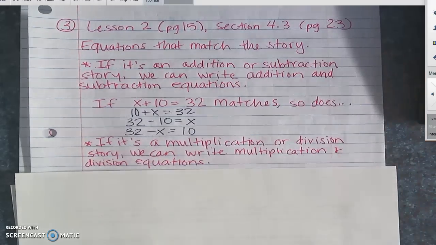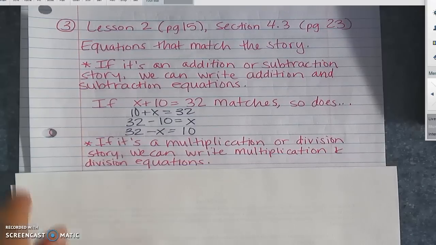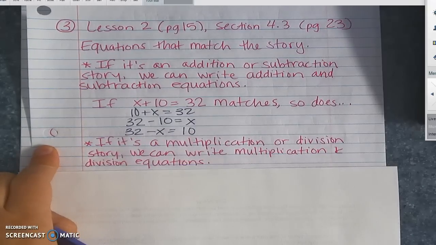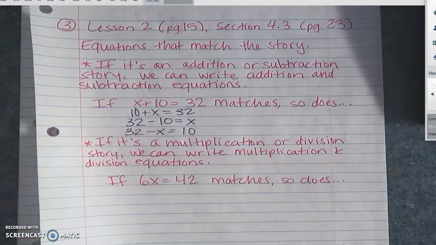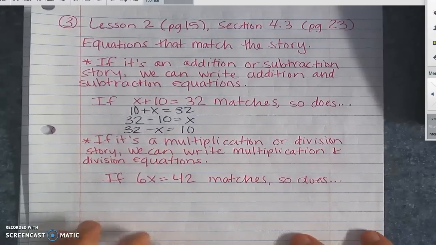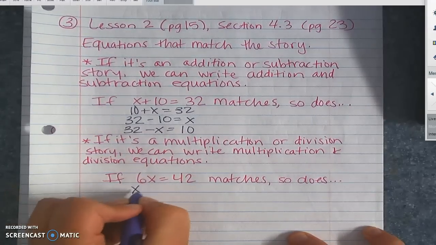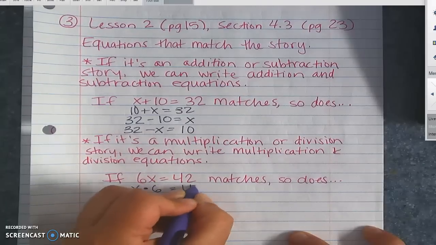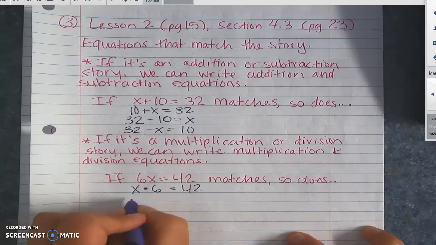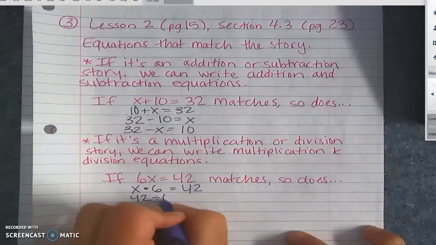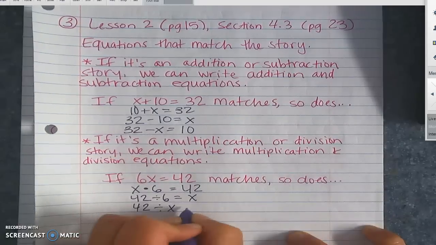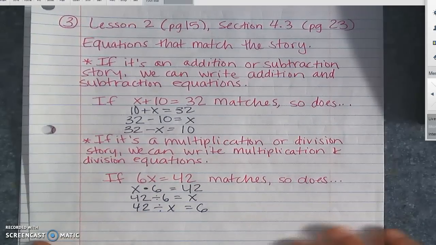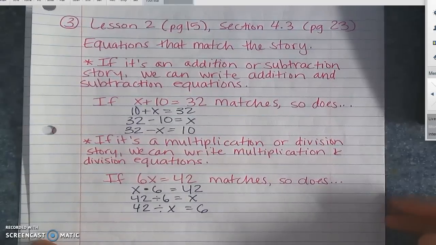If it's a multiplication or division story, we can write multiplication and division equations. So please pause to write that down. So if 6 times x equals 42 matches, then so does, we can switch the order here, x times 6 equals 42. Or I can write it as division, 42 divided by 6 equals x, or 42 divided by x equals 6. Please pause to write that down.